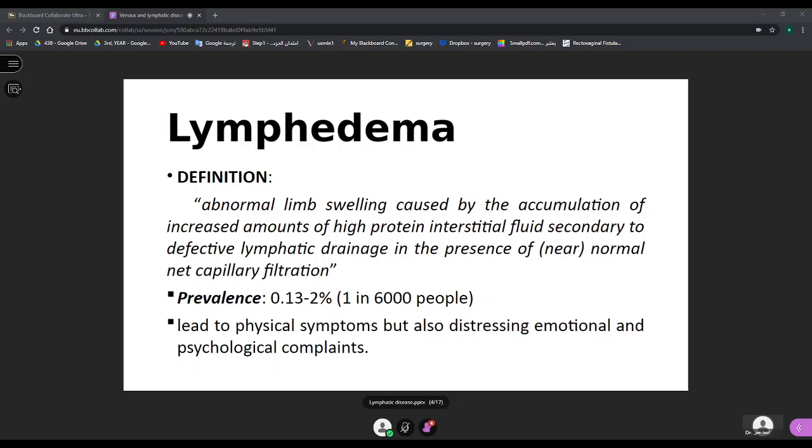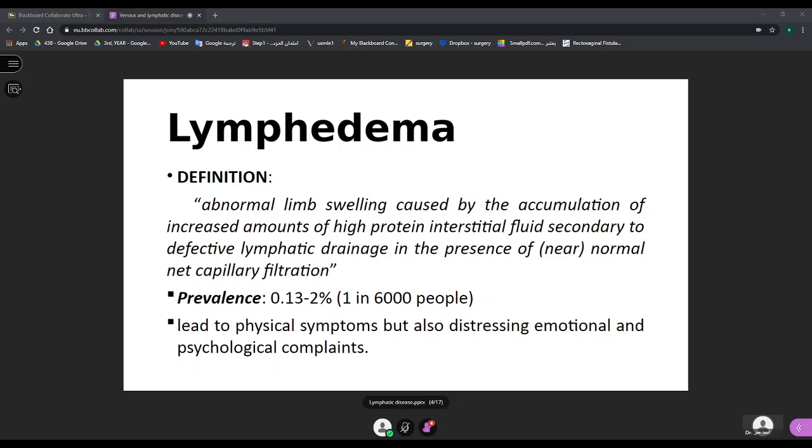So this is the main difference between edema due to lymphatic disease and edema due to venous disease. In edema due to lymphatic disease, the amount of protein accumulating in the interstitial spaces is much higher than in venous obstruction. In venous obstruction, you get filtration of mainly water, clear water, while in lymphatic obstruction, you get accumulation of high protein fluid.